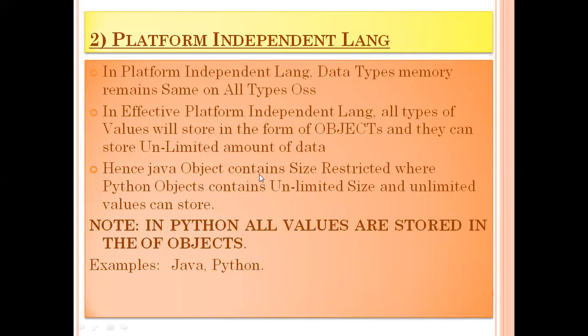In Java, we have the size restricted area. But in Python it is unlimited size, because Python saves everything in the form of objects. Unlimited values can be stored. Note, in Python, all values are stored in the form of objects. As I've already cleared, in Python programs all the values are stored in the form of objects.